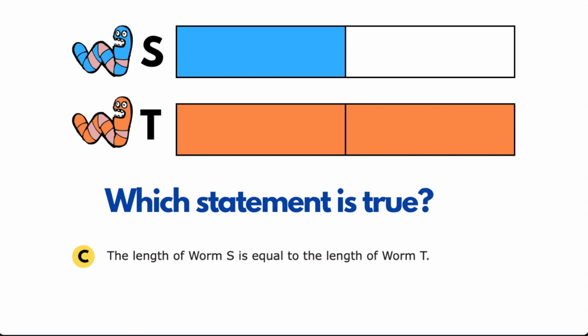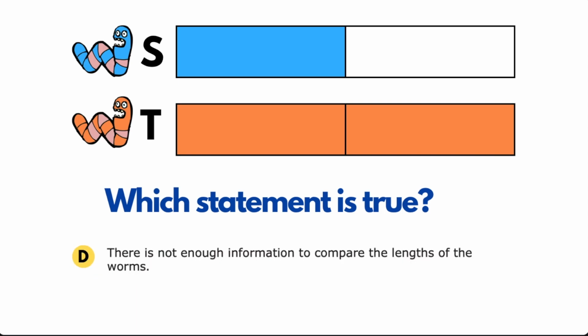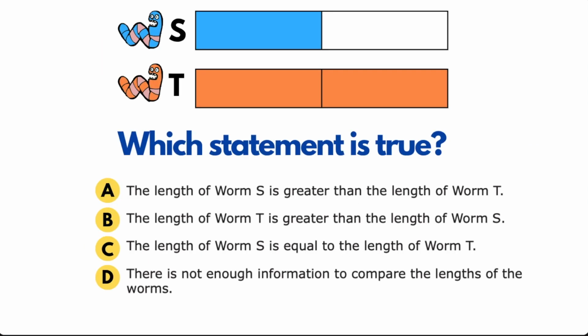We can see in our graph very well that they are not equal at all, so C would not be correct. And moving on to D, there is not enough information to compare the lengths of the worms. Our picture gives us more than enough information to compare these worms. We know that worm T is actually double the size of worm S. So, which statement is true? B, the length of worm T is greater than the length of worm S.